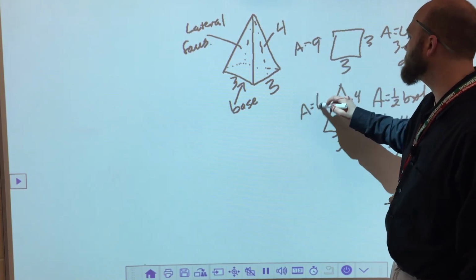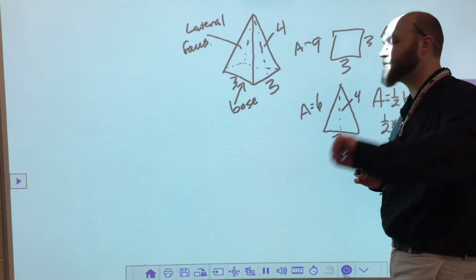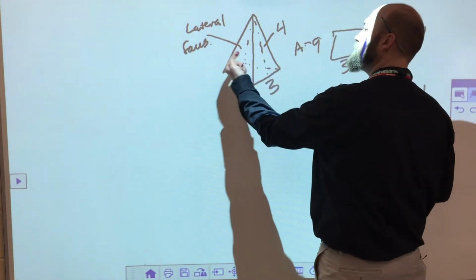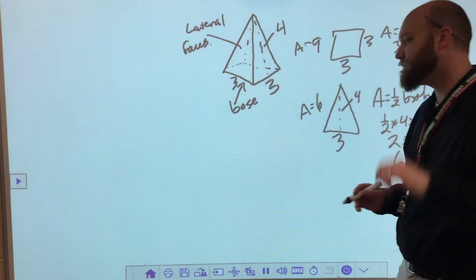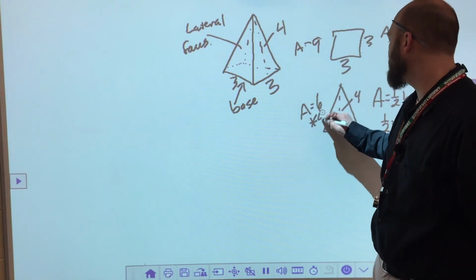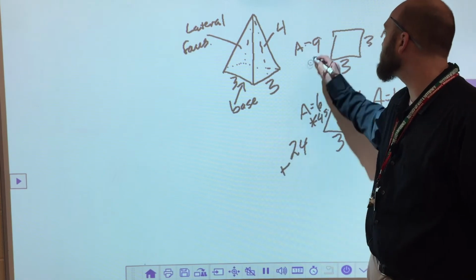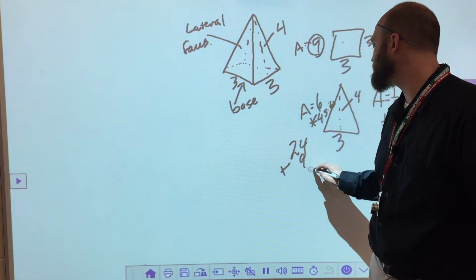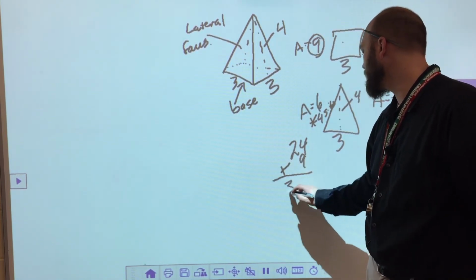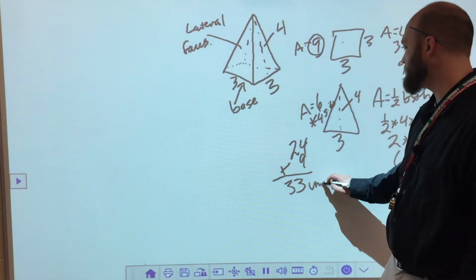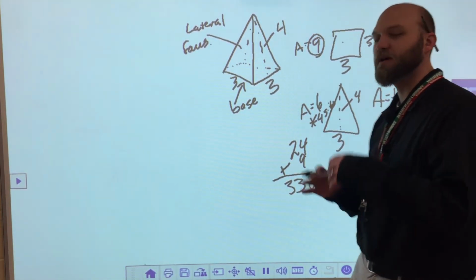Area equals 6. And then I ask myself, and this is the important part, how many triangles do I have? 1, 2, 3, 4. I have 4 of them. So 6 times 4 sides, and I get 24, plus 9 for my base, and I end up with 33. That would be my overall 33 units squared, because we're talking about area.